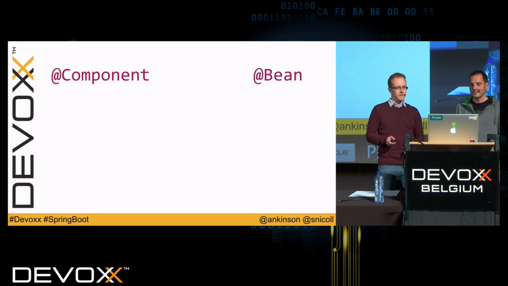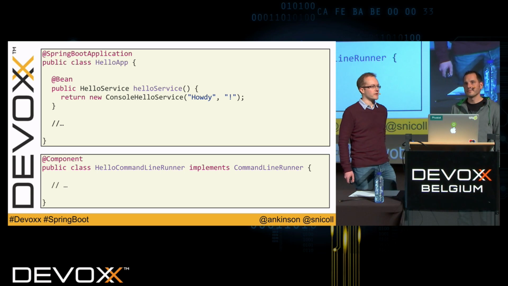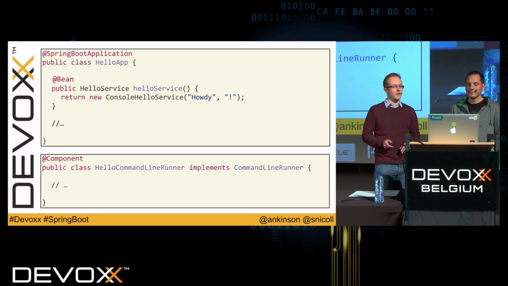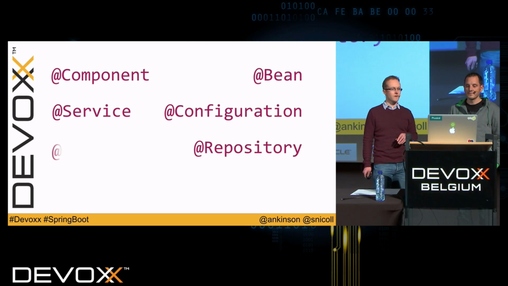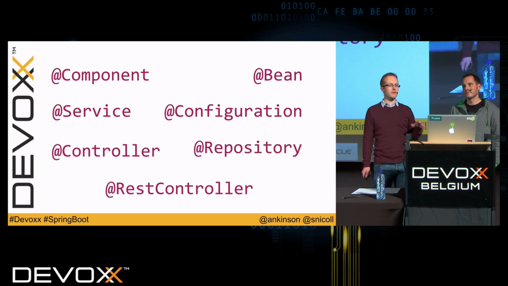Okay, so this is the code that Stéphane showed earlier. We've got the Spring Boot application and the command line runner. And there's a couple of bits there that are interesting. There's the component and there's the bean. And these are all the other things. These are all the things that are going to be found when your application starts up.